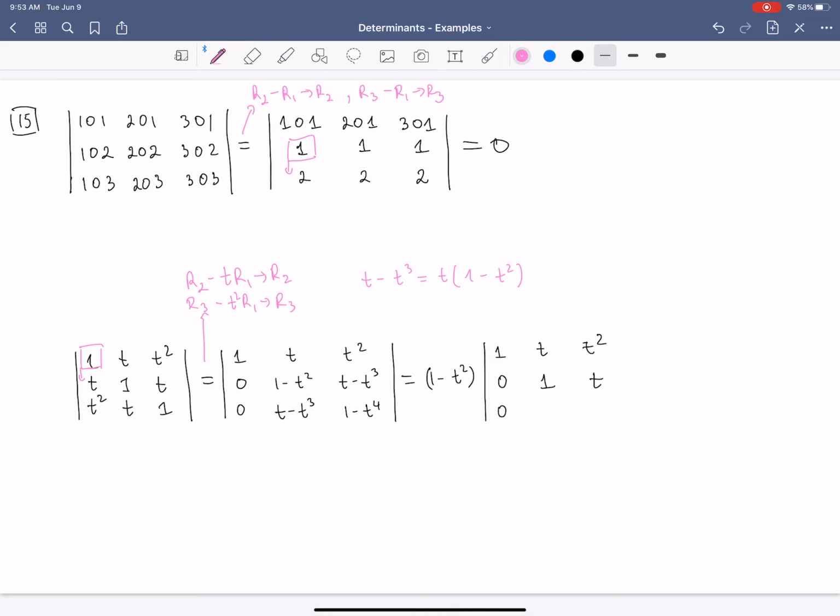t minus t cubed is equal to t times 1 minus t squared. So here I know that 1 minus t squared is present. It's a factor, right? What about here? Well, using some property, I'll write it and then I'll explain where it comes from. 1 minus t to the 4 is 1 minus t squared times 1 plus t squared. You can check it by just expanding and seeing that that's exactly it. But really where it comes from is the rule difference of squares.